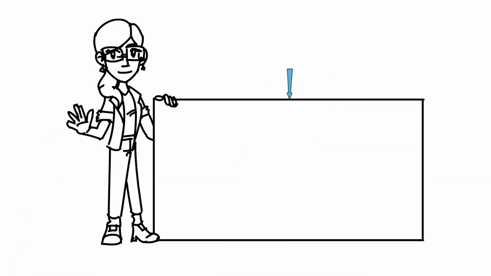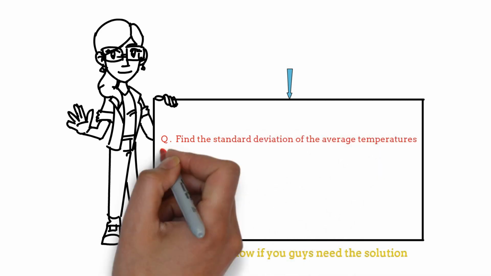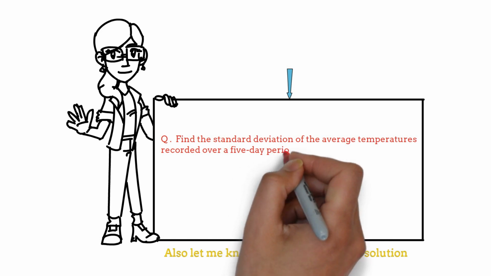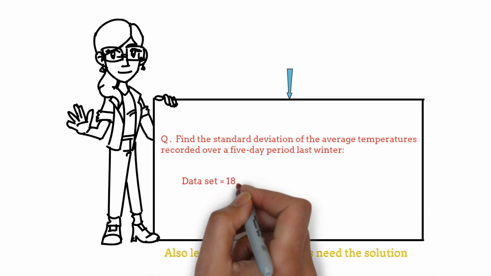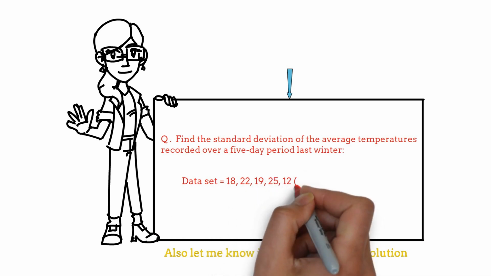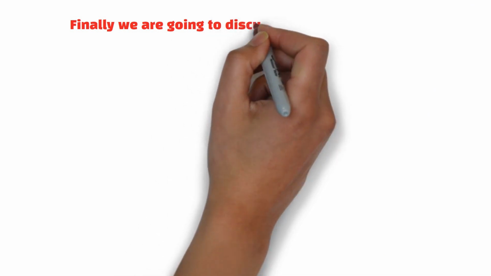Similarly, I request you all to try solving the below problem and mention the solution in the comment section below. Also, let me know if you guys need the solution. I'll paste it in the comments. So, find the standard deviation of average temperatures recorded over a 5-day period of the last winter. The data is given by 18, 22, 19, 25, 12. The mean is 19.2.